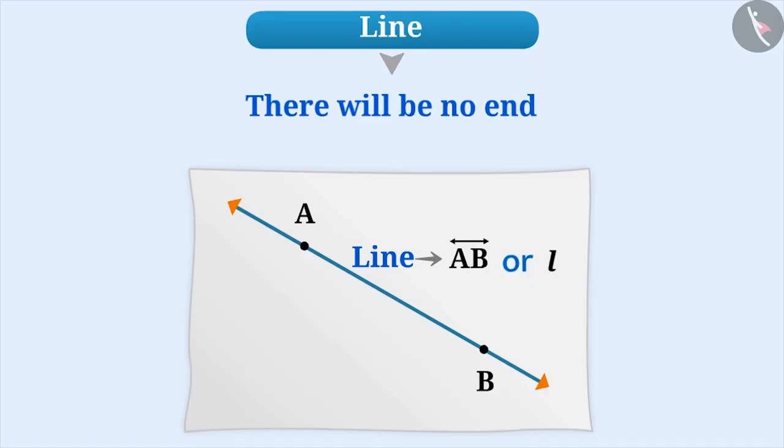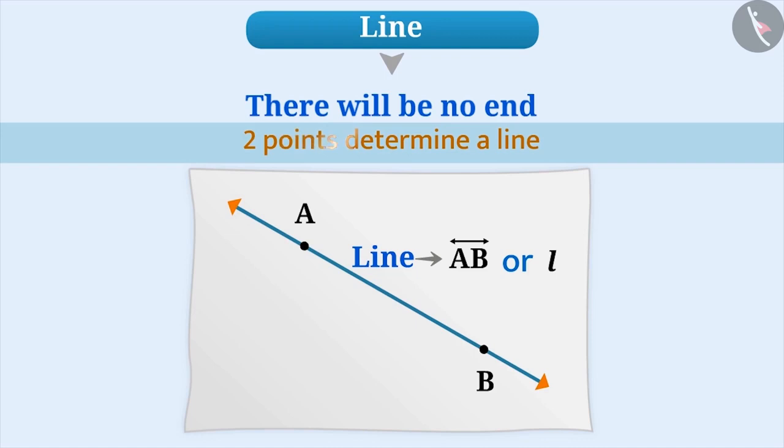From the point of view of geometry, a line has an infinite number of points, but we need only 2 points to determine a line. This is because only one line can pass through 2 points. That's why we say 2 points determine a line. Keep in mind that since there are no endpoints to the line, we cannot measure the length of a line.